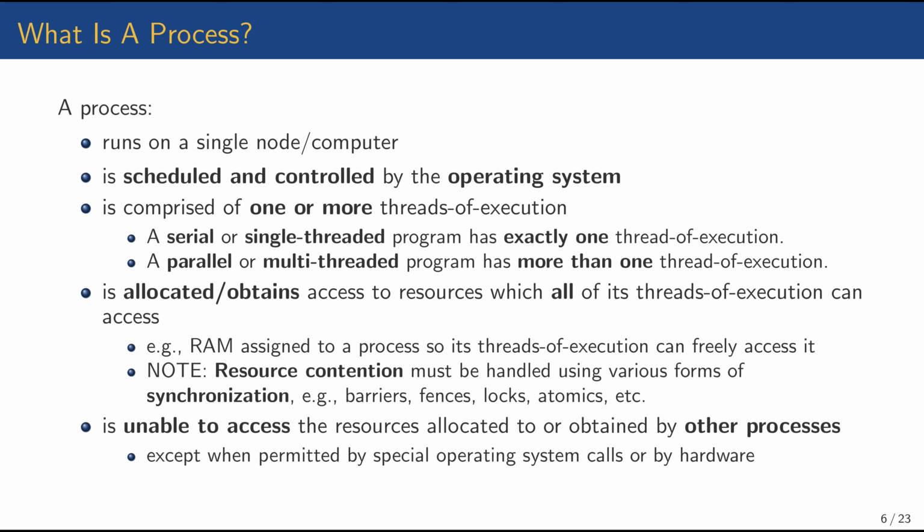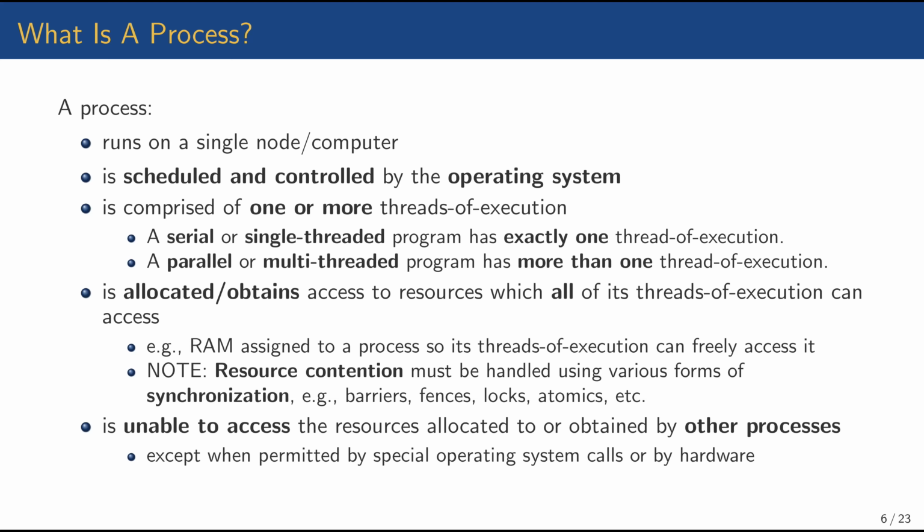So what's a process? Well, for simplicity, we'll say a process runs on a single node or a single computer. You run a program on your computer. That's a process. Okay, and it's scheduled and controlled by the operating system, how it runs. Okay, and each process can have one or more threads of execution. So if it's serial or single threaded, it has exactly one thread of execution.